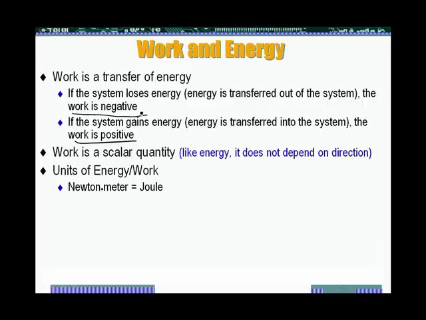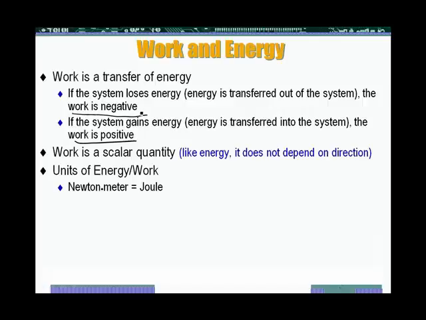Now, someone pushing something and getting it to move faster and faster is doing positive work, adding energy to the system. Now, work does not depend on direction, other than the fact that you need to have a displacement for a force to do work. Other than that, work is a scalar quantity.